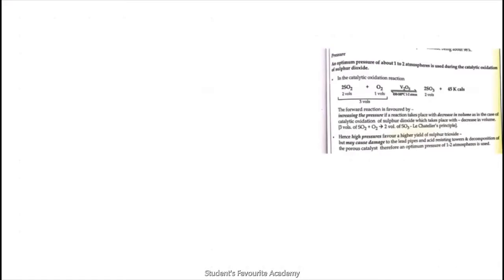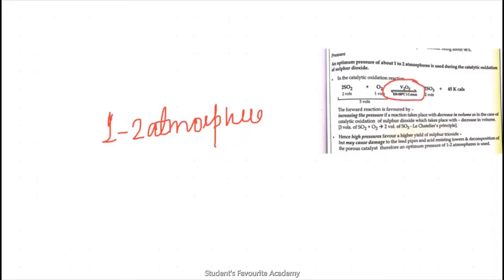Now if we talk about pressure, children, how much pressure are we applying? The pressure is 1 to 2 atmosphere. And then what is happening here? The forward reaction is being favored. You can see this is a reversible reaction wherein I have a forward and a backward reaction. So if I want the reaction in the forward direction, meaning more and more production of SO3, I have to do that by increasing the pressure. The forward reaction is favored by increasing the pressure.